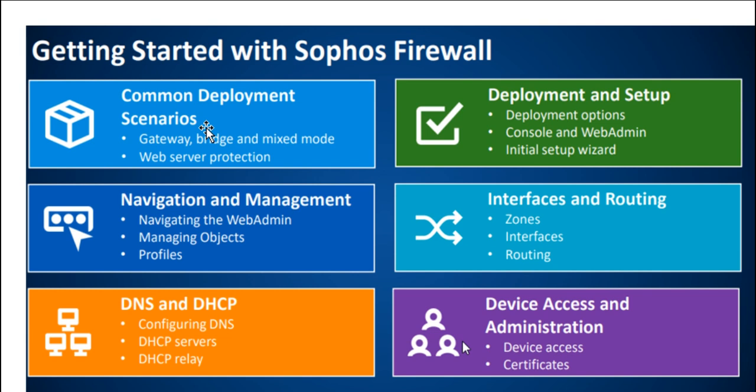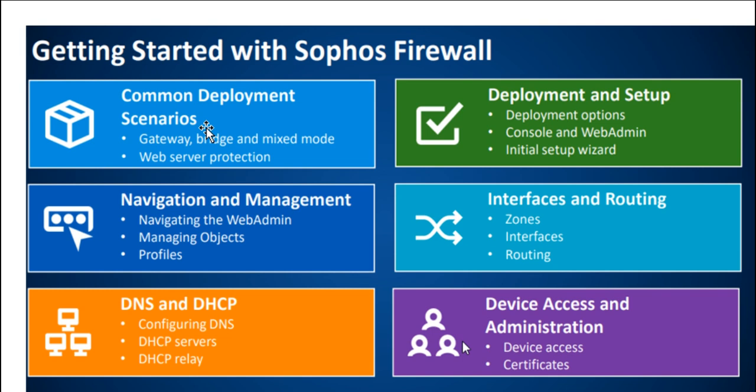We also have a web server protection option available on Sophos XG Firewall to protect your web server. So we'll see how we can deploy it, and how we can protect our web server from various types of unknown attacks. We will see the deployment and setup, and what options are available for deploying Sophos XG Firewalls. We will see the CLI, that is the console, and the web admin, the GUI of the Sophos Firewall, in much more detail. We will see the initial setup wizard and what wizard options are available that will help us configure the initial setup of the firewall.